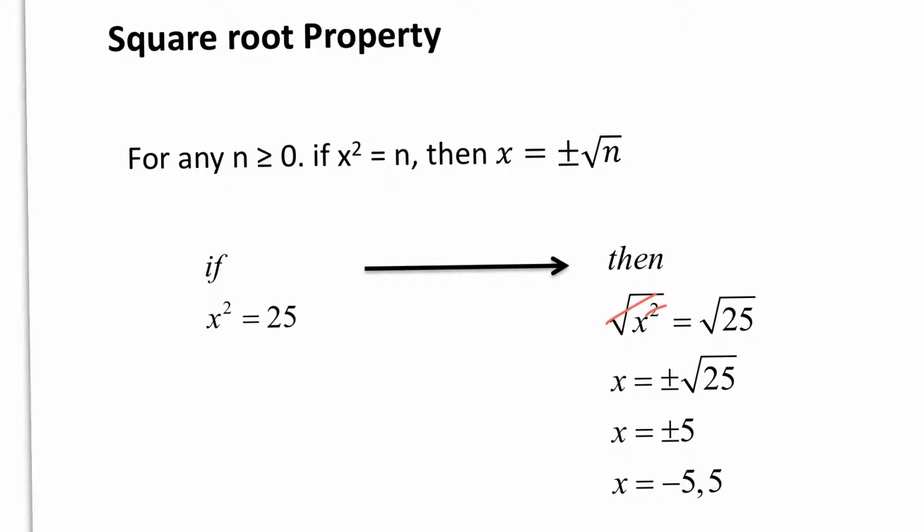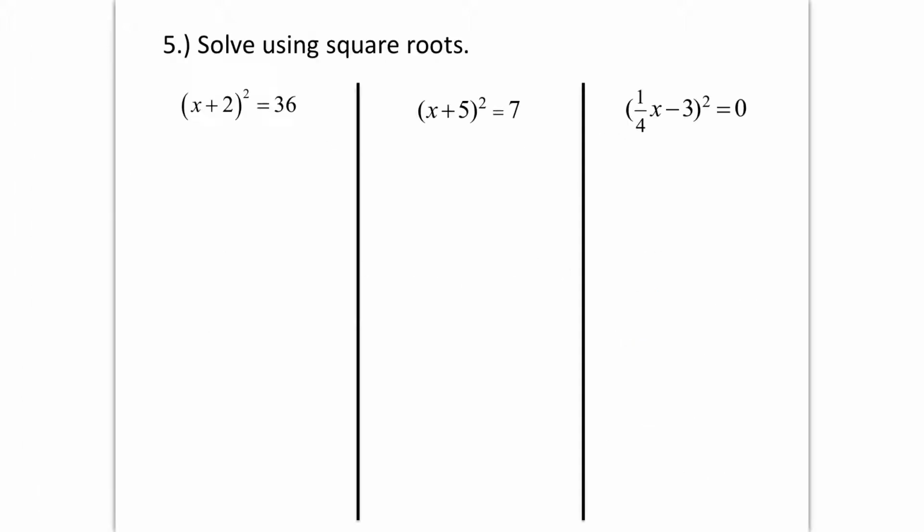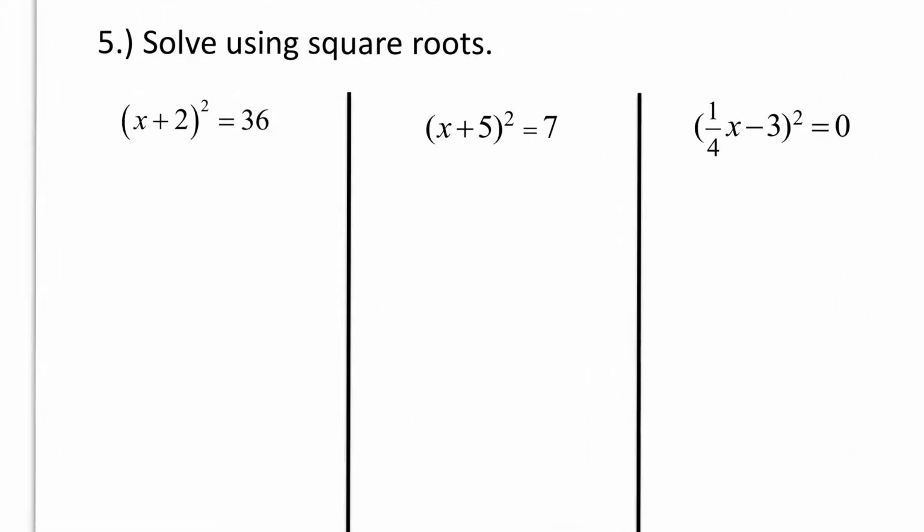So let's go ahead and solve by using the square root property, and you have a binomial squared. When you see the three examples I have here, all of these are binomial squares, and they are in an equation. You have x plus 2 squared equals 36, so binomial squared equals, that's an equation. Binomial squared with an equals, that's an equation. And this one has a fraction, but it is a binomial with a square, and there's an equal sign. So they're all binomial squares, and you want to use the square root property.